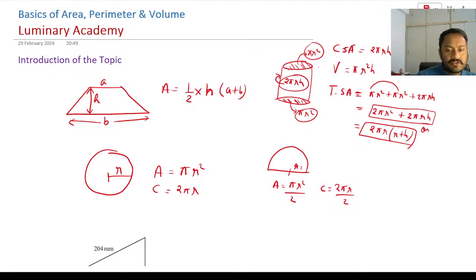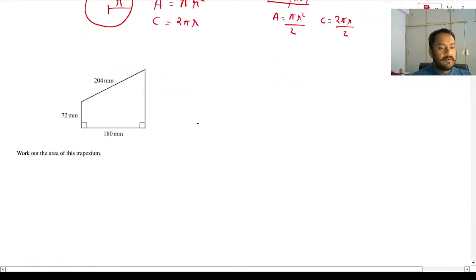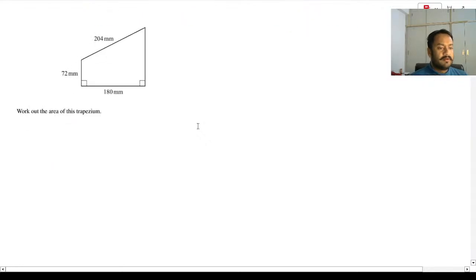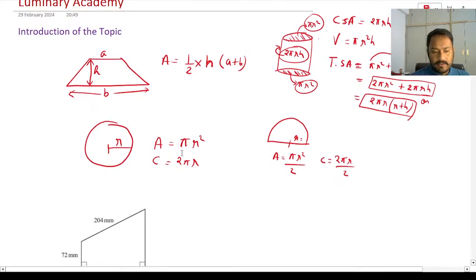So let's start the class. This was the basics of the class. Now let's start the class. Now here it is written, work out the area of the trapezium. You can take a screenshot of this, so that if you want to use it later in the coming parts, you can use it. So you can take a screenshot. Okay, yes. Now let's start the class.